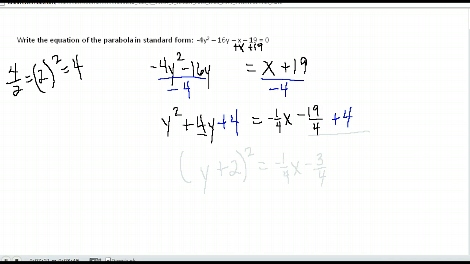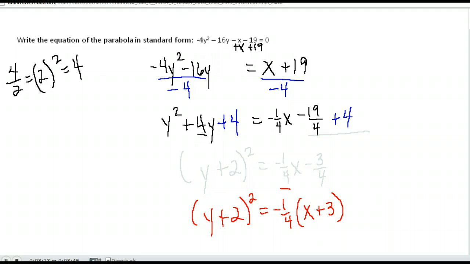Our last step is, remember, we do not want this coefficient in front of x, so we're going to factor out a negative 1/4 from everything on that right-hand side. So we'll have y plus 2 squared equals negative 1/4 times x plus 3, so that if we distributed that back through, we would get negative 1/4 x minus 3/4. So there you have it. That would be the standard form for this equation.